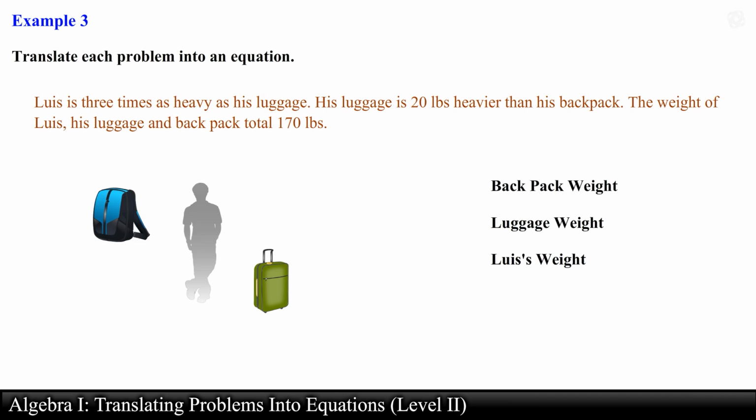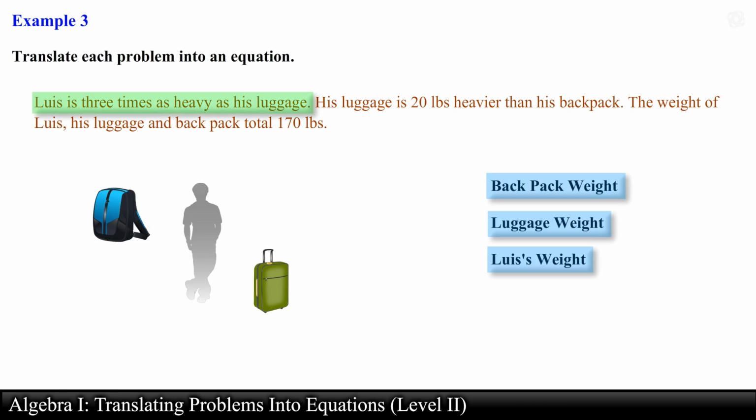Having identified the unknowns, we now need to choose a variable and represent the rest of the unknowns with this variable. First, let's figure out which unknown we absolutely have no information about. We know that Louis's weight is 3 times the weight of his luggage. We also know that his luggage is 20 pounds heavier than his backpack. But we have no idea how the backpack is related to the other unknowns.